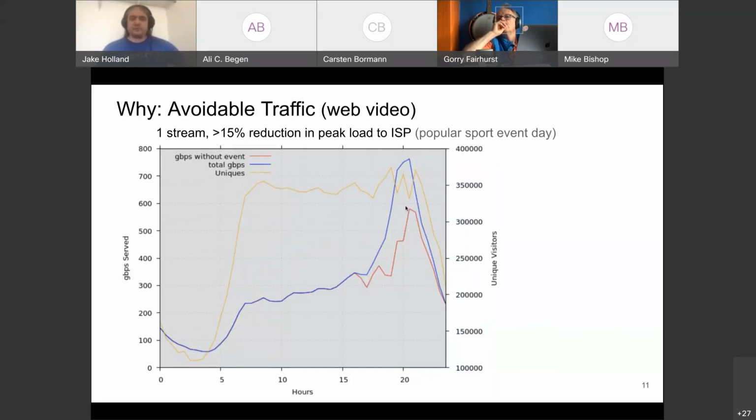Similarly, this is what we saw for a reasonably popular sporting event. The blue line is what was delivered into an ISP just in general from our traffic. The red line is what we think it could have been had we been able to deliver that one particular sporting event with multicast. So this is, we believe, substantial, especially in terms of the impact to end users under these kinds of conditions, where it's during a peak.